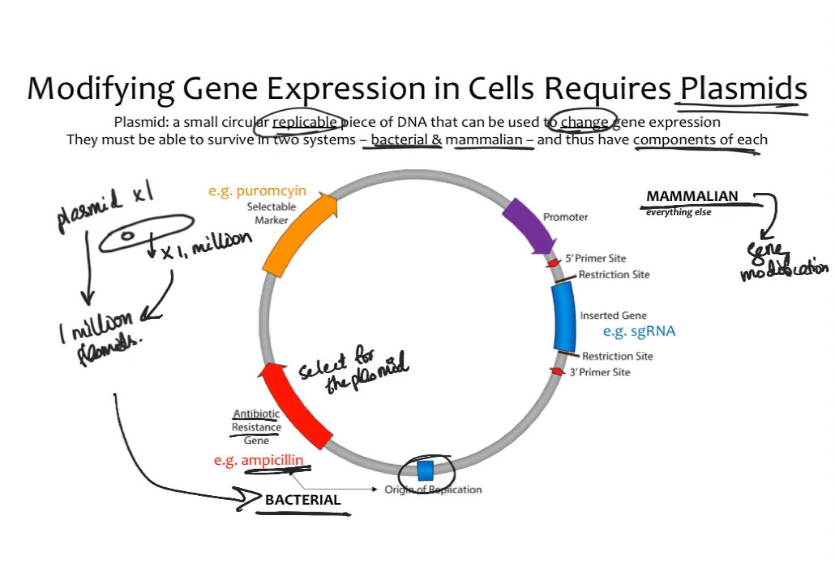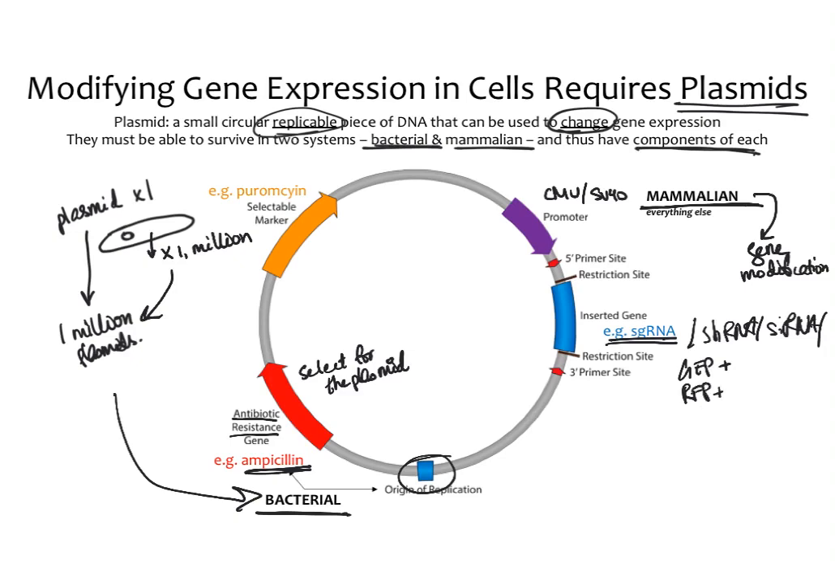So you have your promoter here, which is sometimes CMV, sometimes SV40. This allows growth of the plasmid and allows expression of your gene in a mammalian system. Then you have whatever you've inserted. This could be your guide RNA, it could be your shRNA, it could be an siRNA. It could also just be a fluorescent gene like GFP or RFP that you might have added in, so any gene that you're interested in.